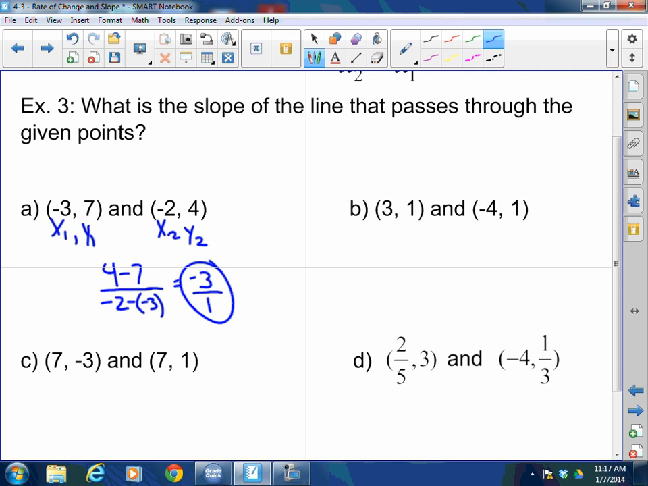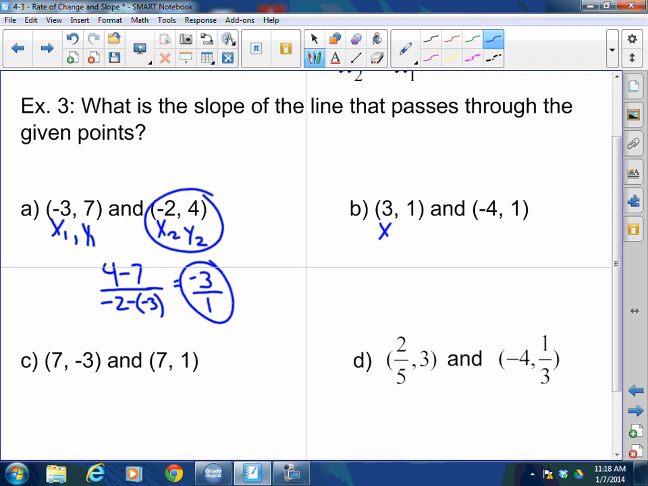Yes, sir. What do you mean you're confused? Under the negative 3 is x1. This is x1, y1. And then this point here is x2, y2. I had to label my ordered pairs. So I saw the first ordered pair. I said, well, I'm going to make that my x1, y1. The second ordered pair I see, I'm going to make it x2, y2. Does that make sense, my man? Yes. Thank you, sir. Okay, next, B.